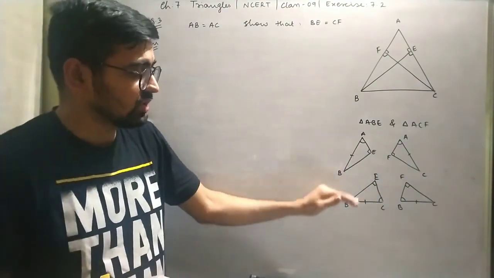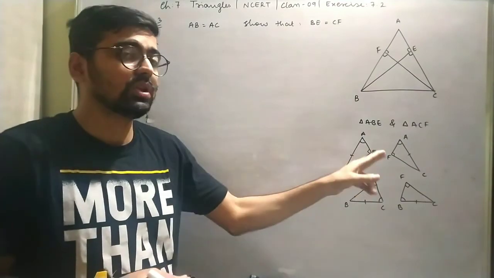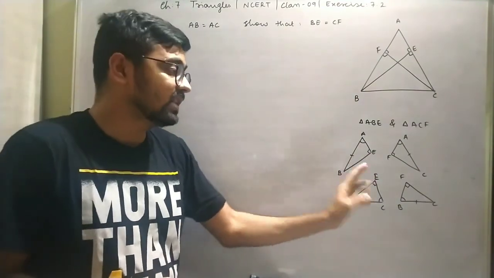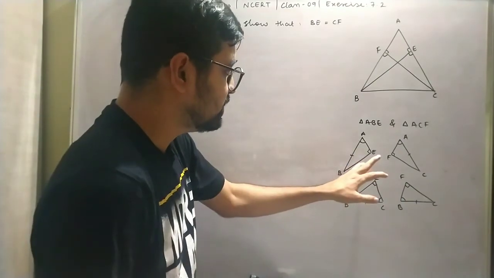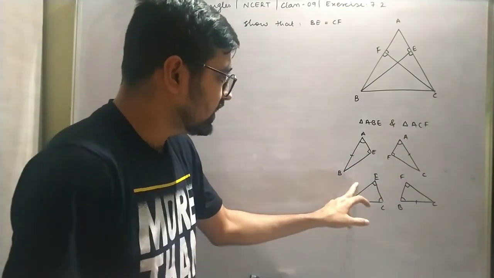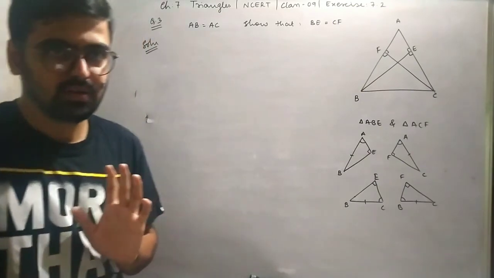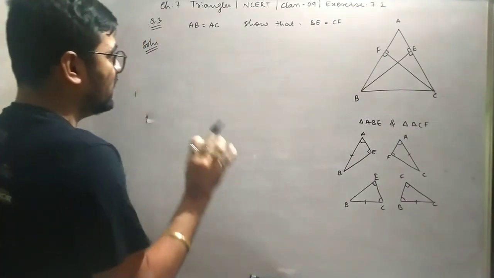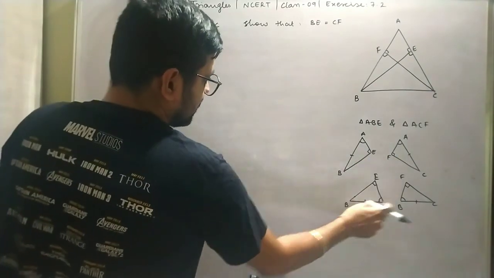If you want, you can go from this one or from this one. Both of them are giving you the congruent triangle with the help of angle side. And in both you will get BE equals CF by CPCT, and here also you will get BE equals CF. Are you getting me? So it is totally up to us how we want to do it. I am going with this one, not this one.